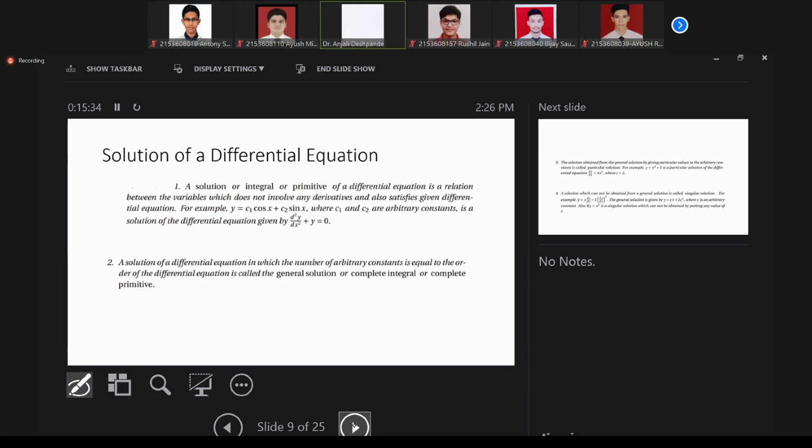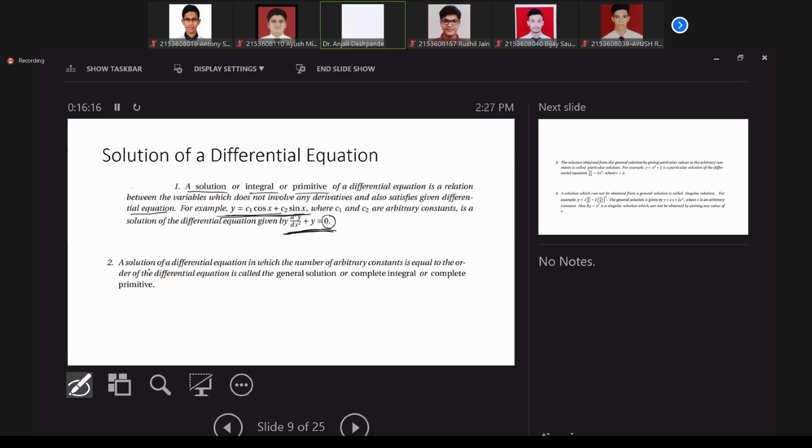So basically, there are ways to talk about the solution. The most general way to talk about the solution is the solution. It's also called integral, and also called primitive. It's a relation between the variables which should not involve any derivatives, and it should also satisfy the given differential equation. So in your solution, the derivative must not be there. If you differentiate this, for example, this being the solution to this differential equation, and substitute here, then we should get the RHS equal to 0. This is the meaning of should satisfy the given differential equation.